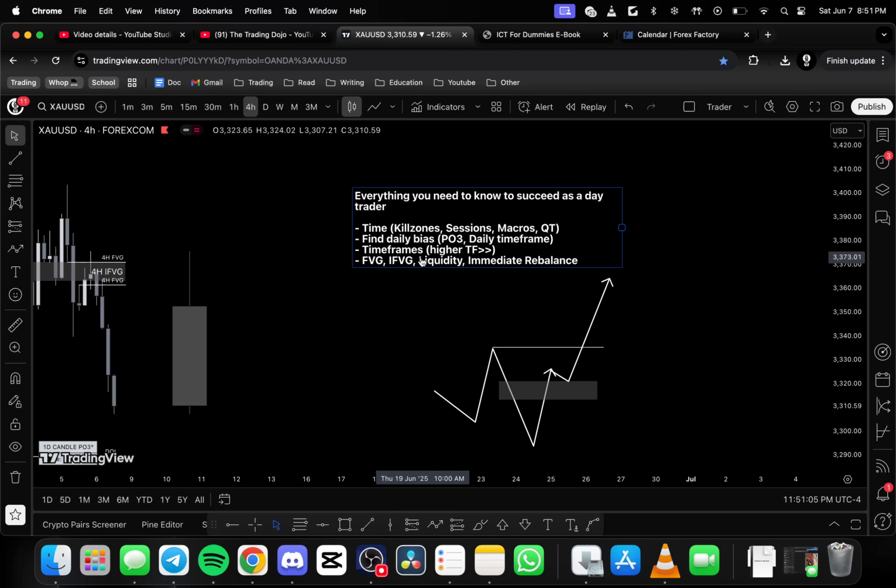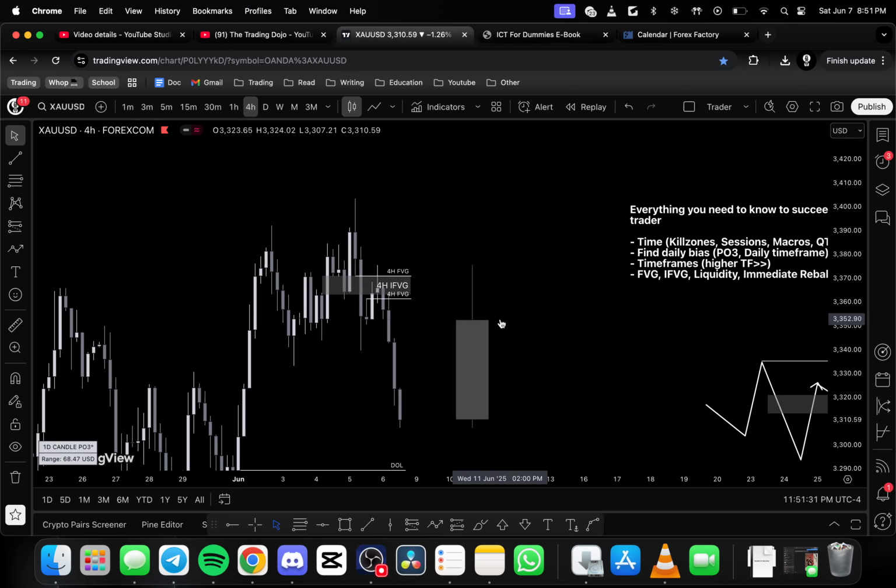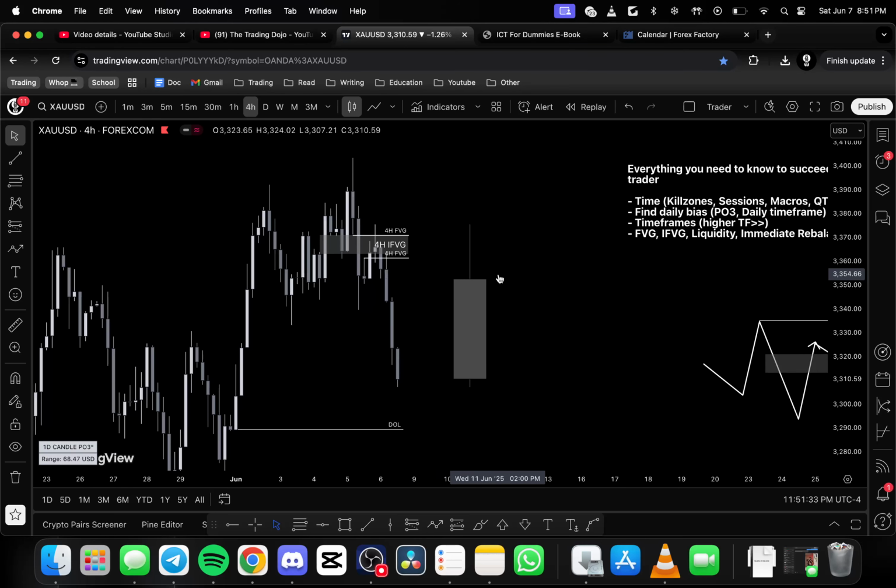You can do the same thing on the monthly time frame. You can use seasonal tendencies. And then in terms of the concepts: fair value gap, IFEG, liquidity, and immediate rebalance. I feel like that summarizes everything that I personally use, and it has helped me become successful in the most simple way possible. You don't need to overcomplicate it. I learned over time as I became more experienced, my trading has become so simple and easy to explain. Genuinely, anybody can learn my model.